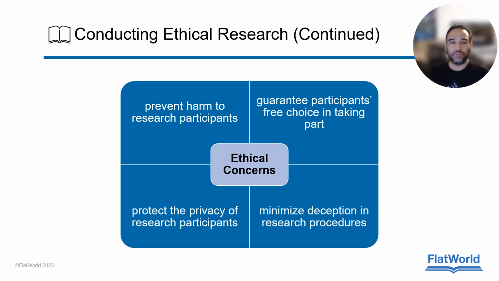Starting off at the top left is prevent harm to research participants. And what does this mean? Well, scientists have to make sure that the people who take part in their studies are safe and that they're not hurt in any way. A good example would be a study that involves testing a new medicine. Researchers make sure that it won't cause any serious side effects to the participants. Why is that important? Because keeping participants safe is the most important responsibility of research.